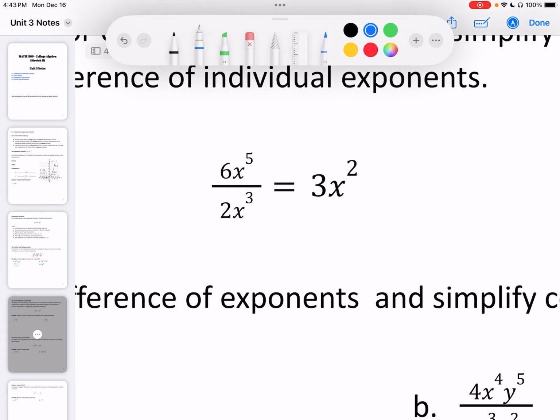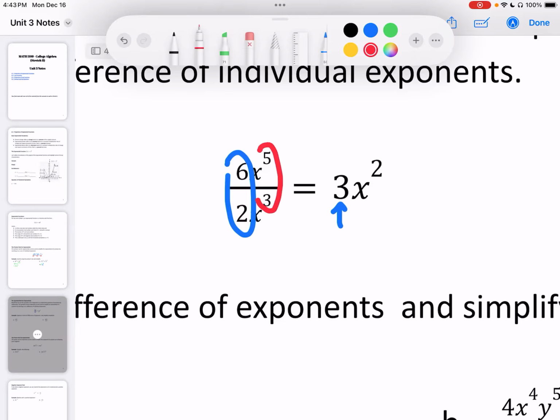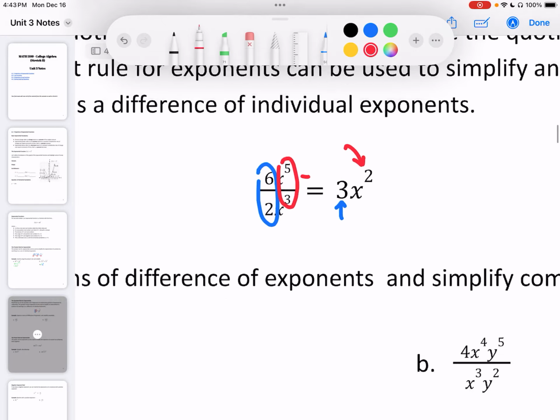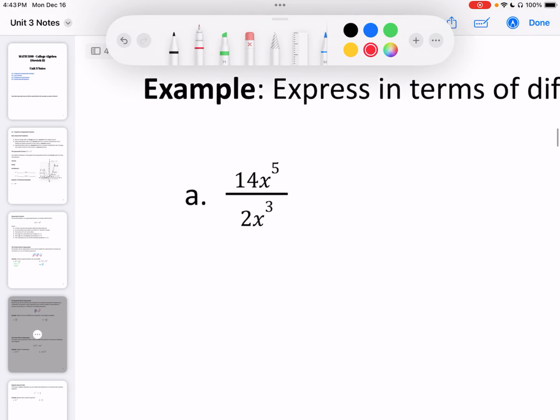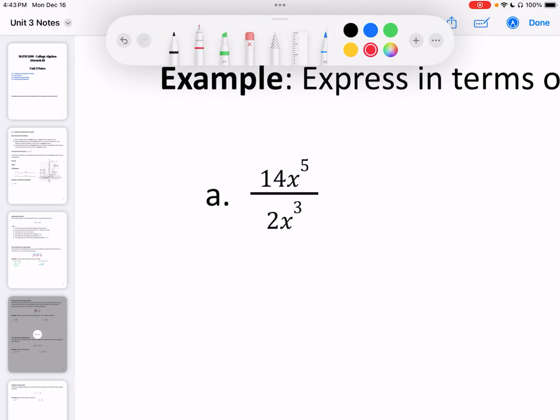So you'll notice here that we have 6 and 2 get divided and we'll get 3, whereas 5 and 3 are subtracted, and we're left with a 2. Let's go ahead and practice that with this problem here. Okay, so again, the values that are not exponents are going to just divide like they usually would. So we would have 7x, and then we're going to take 5 minus 3 and have 7x squared. Okay.